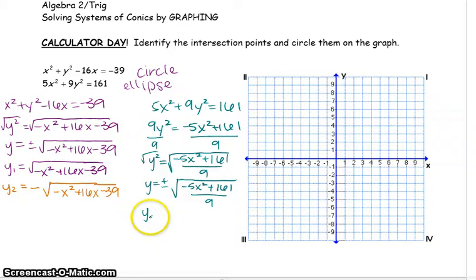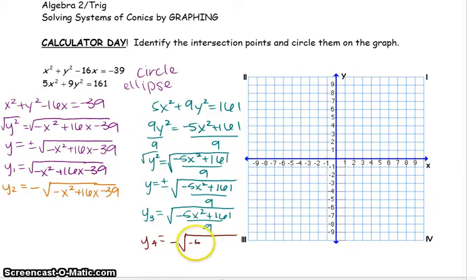This is going to be our y3. 1, 2, 3. Third equation, we're going to have that as negative 5x squared plus 161 over 9. And then our y4 is going to be negative square root of negative 5x squared plus 161 all over 9.